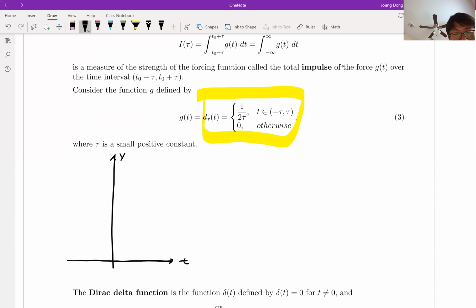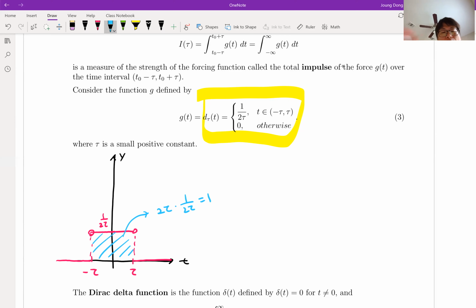Okay, if tau is a little bit big, the interval is from minus tau to plus tau. Then the height is 1 over 2 tau, right? Your graph is 0 before minus tau, but at this point it happens, and then it's gone. Does it make sense? But the important thing is the area under the curve. I'm talking about this area. What is that? The base is 2 tau, the height is 1 over 2 tau, which is equal to 1.